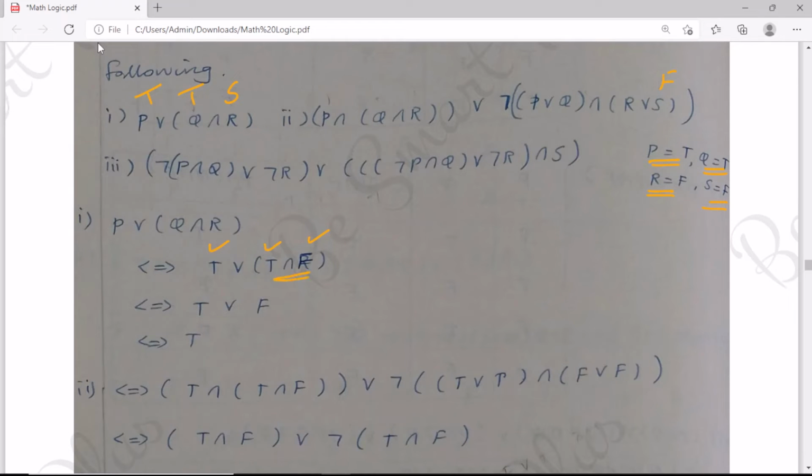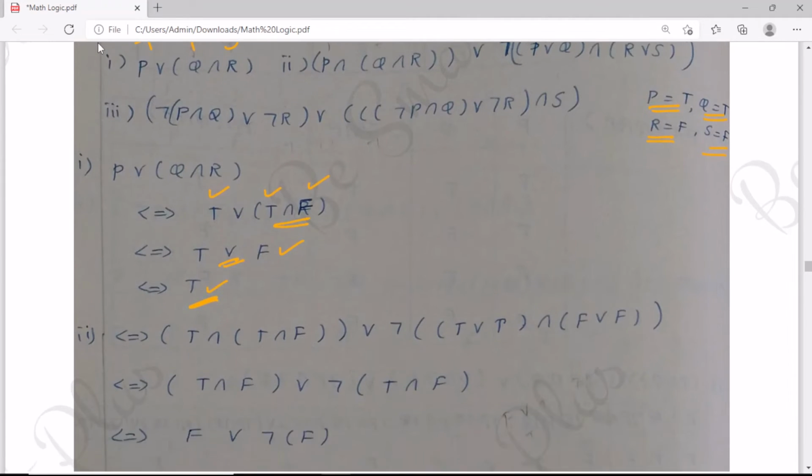So first, let me work out the conjunction. That is, true and false in conjunction is false, isn't it? So we have true or false, whereas in disjunction, if any one of the values becomes true, we have true. So true or false means true. That is the answer. Coming to the second one.